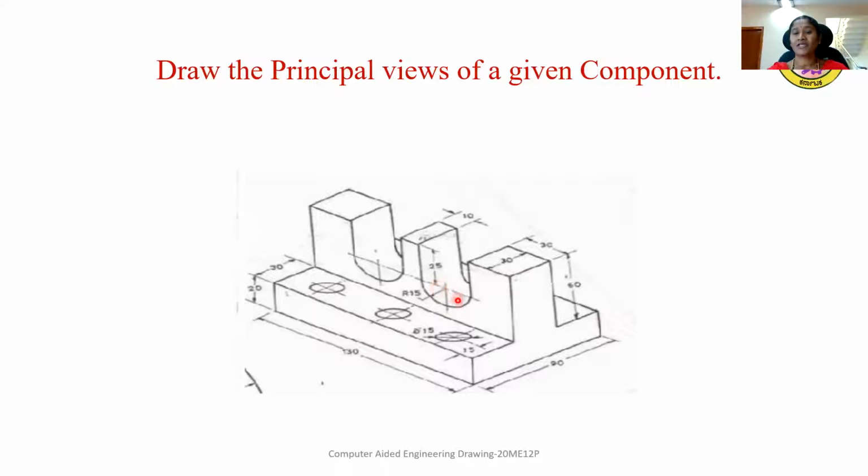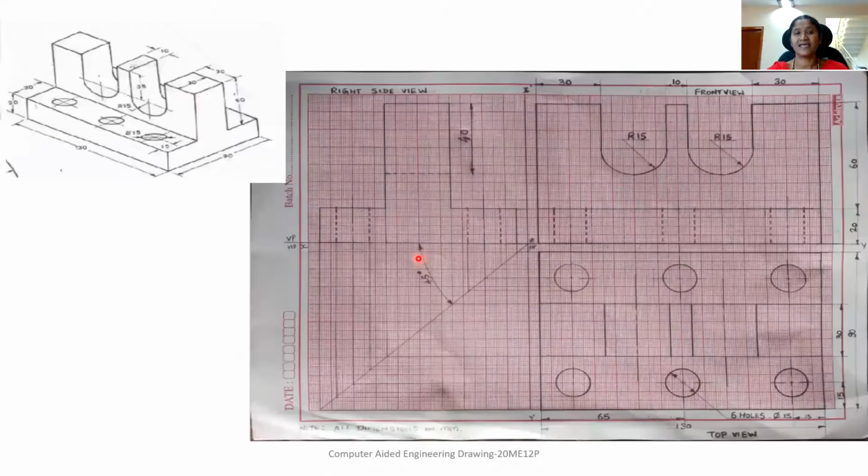So what are we going to see in the front view? In the front view, we can see one rectangle of 130 by 20 mm. Over this, another rectangle, the height of which is 60 mm and the length will be 130 mm. The top rectangle is provided with two rectangular slots with a semicircular base. The width of this slot is 30 mm. So first we are going to draw the front view in the sketchbook.